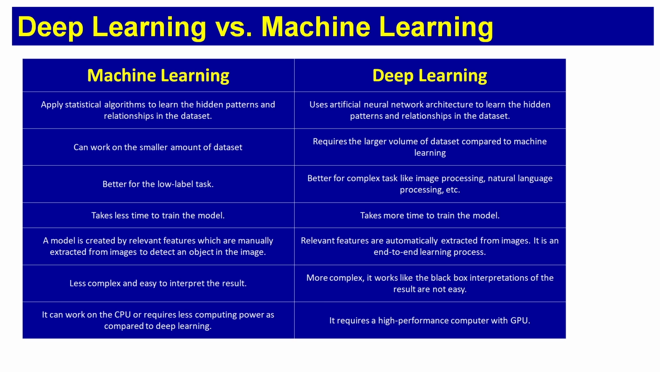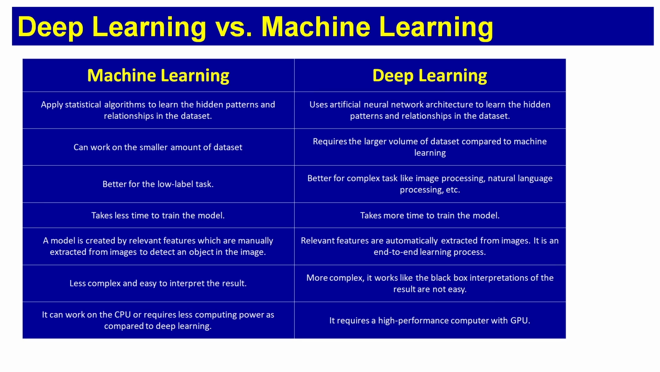So, machine learning and deep learning, I already talked about a lot of differences. Machine learning applies statistical algorithms to learn the hidden pattern or relationship in the data sets. Compared to that, deep learning uses neural network model architecture to learn the hidden pattern or relationship in the data sets. That is one of the key things of deep learning. And deep learning, as I told you, requires a large volume of data sets. Its performance is better when you are using a large volume of data, whereas machine learning can handle small amounts of data sets.